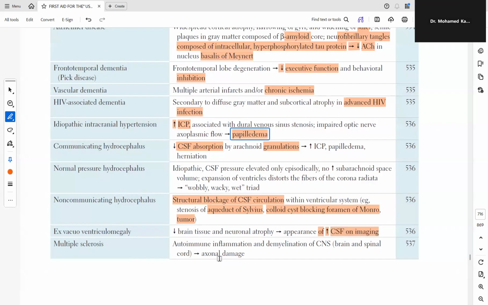Multiple sclerosis is one of the autoimmune inflammation and demyelination diseases of the CNS, affecting the brain and spinal cord, leading to axonal damage.